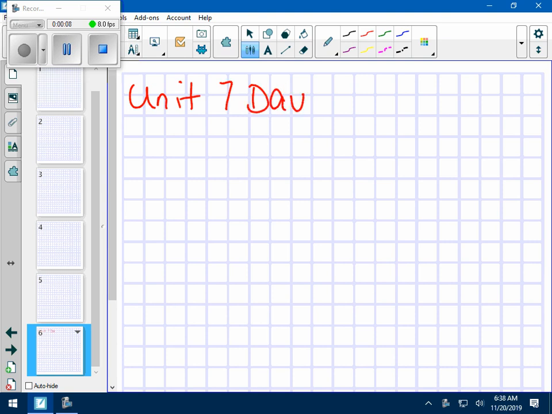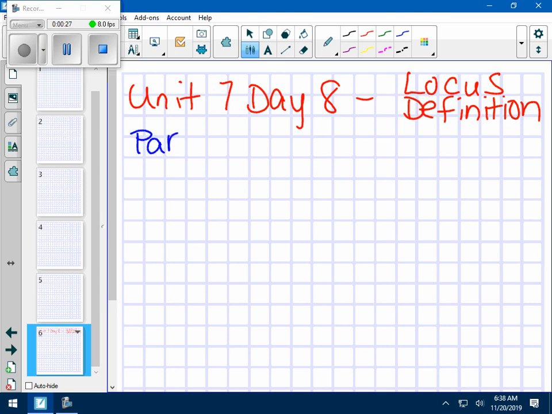For Unit 7, Day 8, the last day of Unit 7, we are talking about the locus definition of a parabola. I feel like at this point we know a lot about quadratics, and today we're going to look at a really different approach and a way of defining a parabola. So let's get started by writing down a quick definition of a parabola in the notes today.